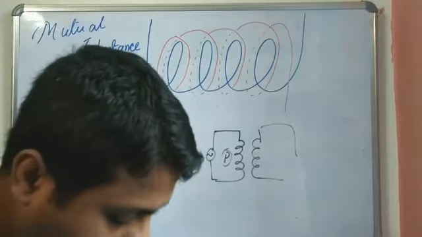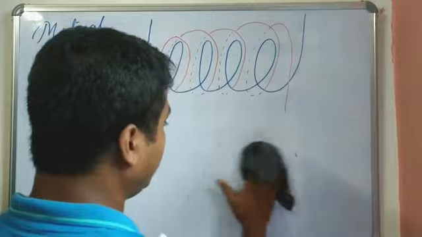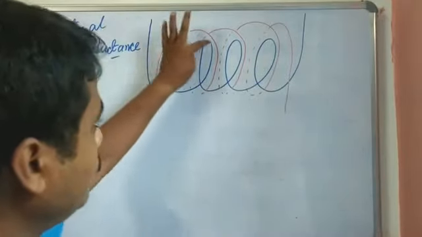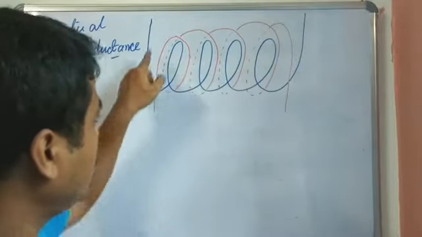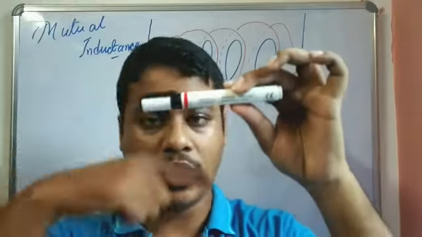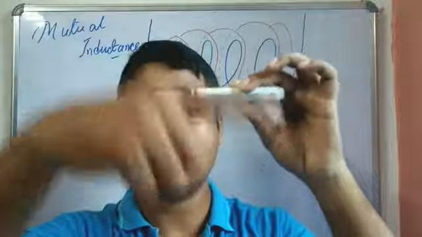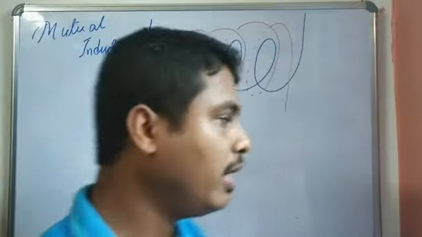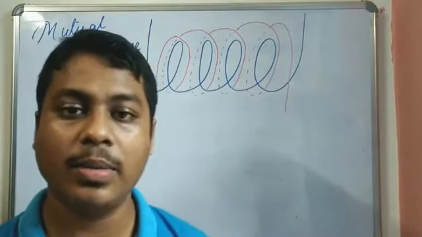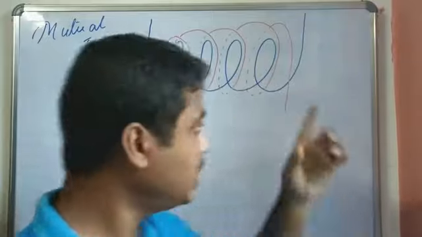Now, as you can see in the figure, I have drawn one figure. In this figure we have two solenoids. The blue one is one solenoid and the red one is the other solenoid. Suppose this is one solenoid, the other solenoid is just turned over this. So we need to calculate the mutual induction that will be produced in the coil that is turned over this, the red one.